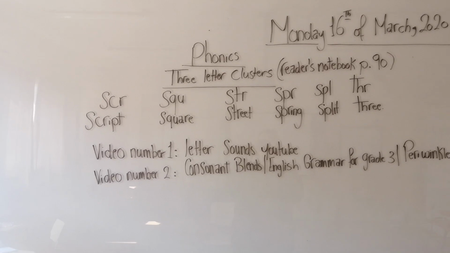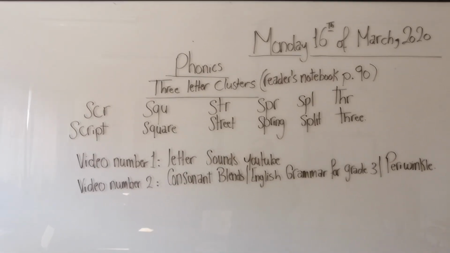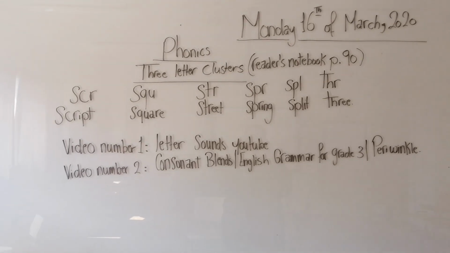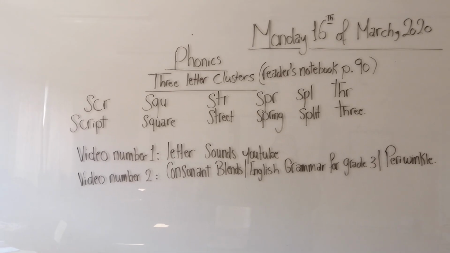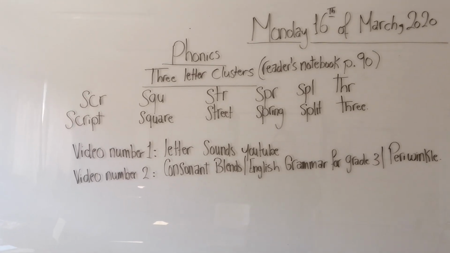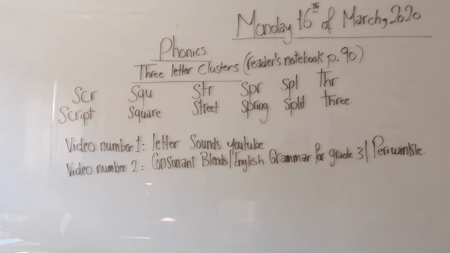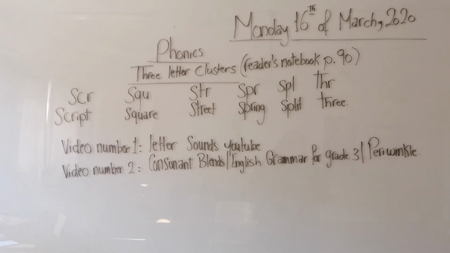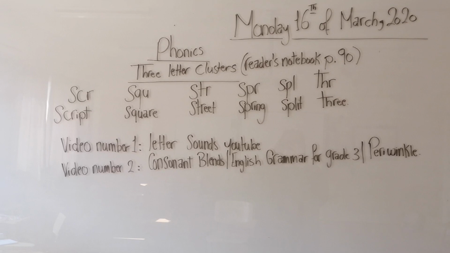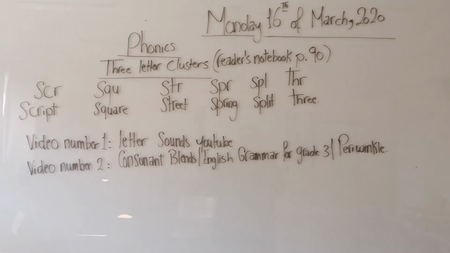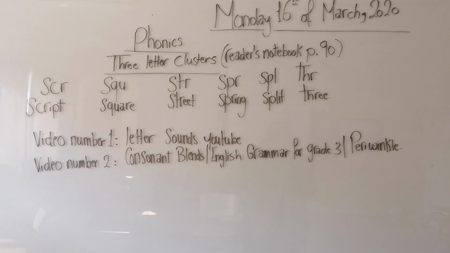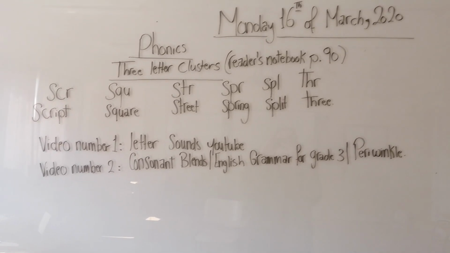So for example, I have the word script. Then you can find S, Q, U. If we blend them together, it's going to be squ, like for example, square. I have STR. If we are going to blend them together, it's going to create str, for example, street. I have SPR. If I put them together, it's going to be spr.